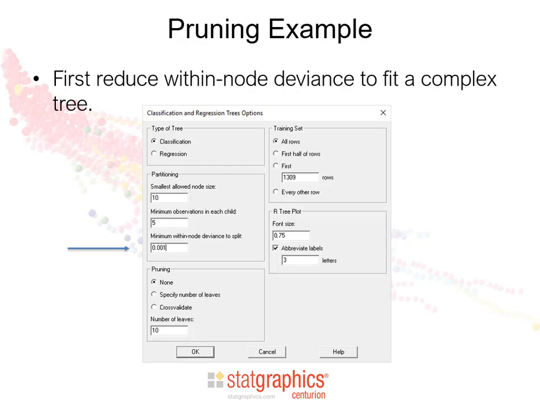Now, you do it by making some entries on the Analysis Options dialog box. First, you reduce the within node deviance. You can see here I've gone in and reduced the minimum within node deviance to allow for a split to 0.001. What that's going to do is cause it to fit a quite complicated tree. And then I'm going to ask it to do a cross-validation to reduce the complexity of the tree.